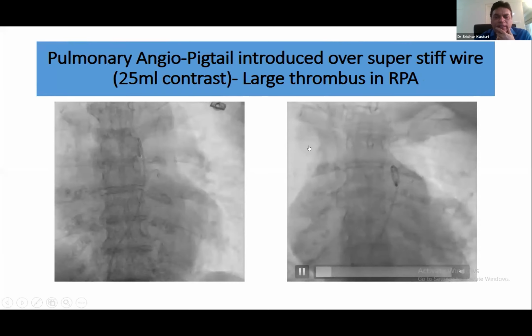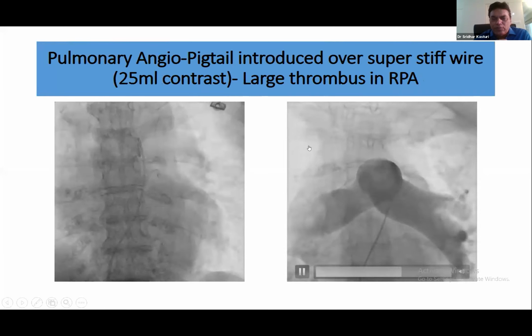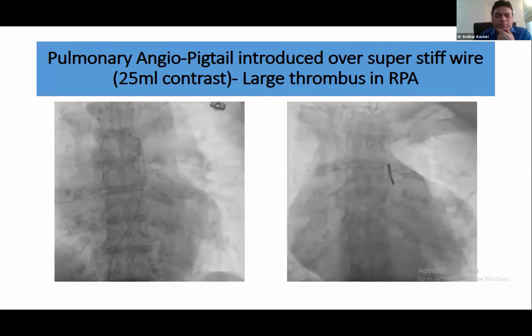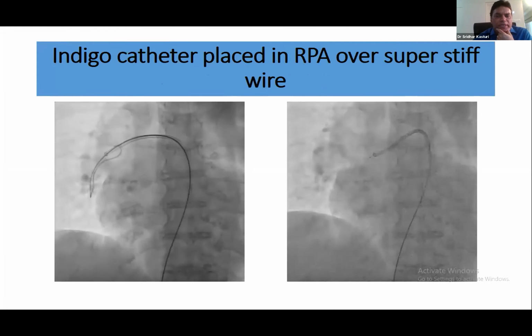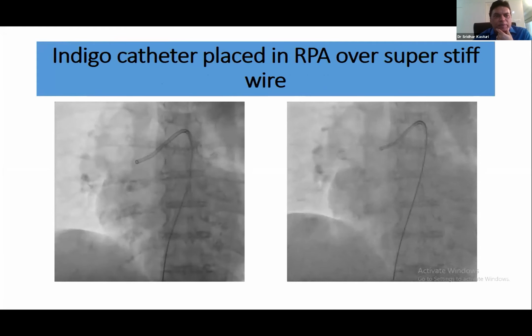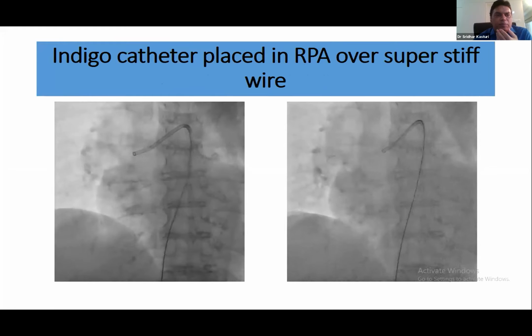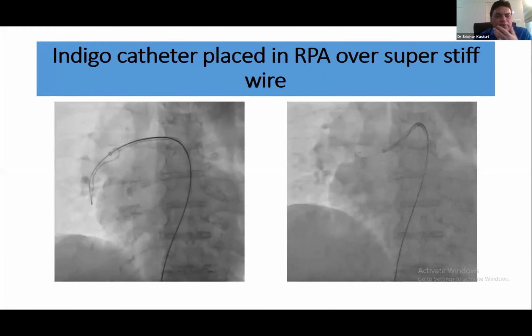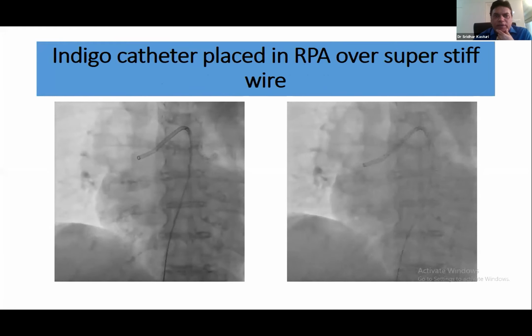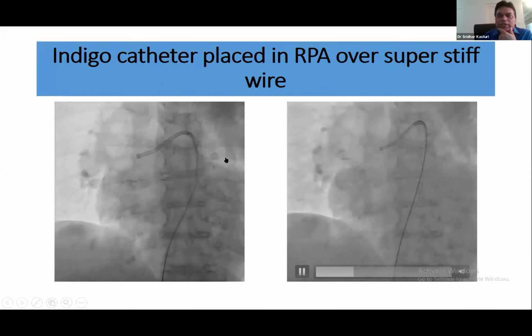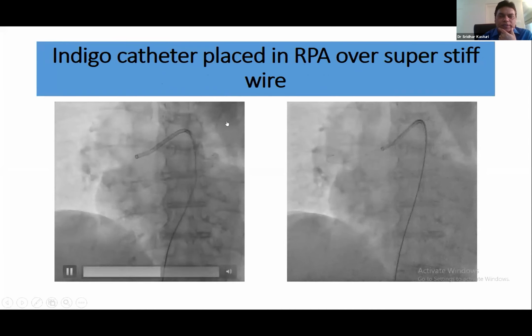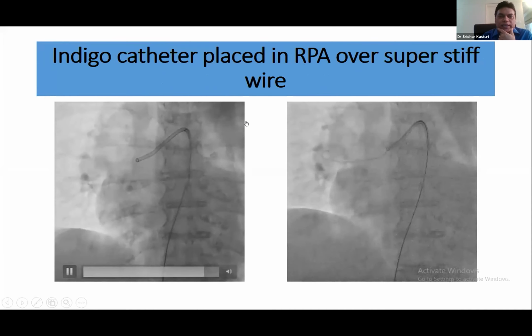It's a right pulmonary artery, almost total. If you leave this one, definitely patient can go into chronic pulmonary hypertension, and definitely it affects the right lung significantly because main pulmonary artery, right pulmonary artery is involved in the beginning. So then we thought of using Indigo catheter, right PA over this aspiration, mechanical aspiration catheter.